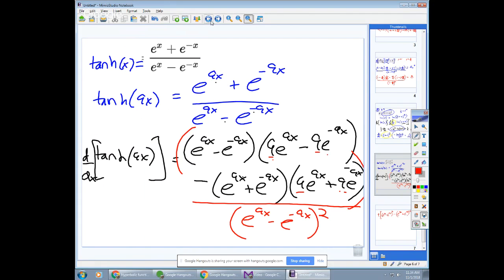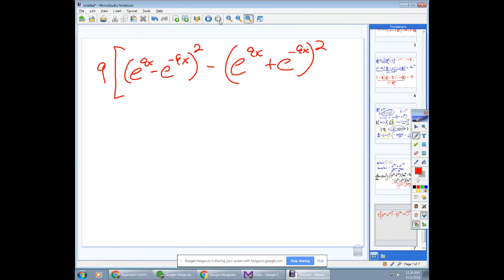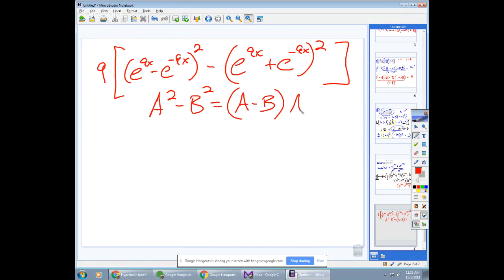Okay, so I'm factoring this 9 out. If I take that 9 out, then these two things are identical, the same thing. So I have the square of these two things. I'm not foiling. I'm still working on this. What I have now is the difference of two squares. This is the difference of two squares here: I have a squared minus b squared, which equals a minus b times a plus b.